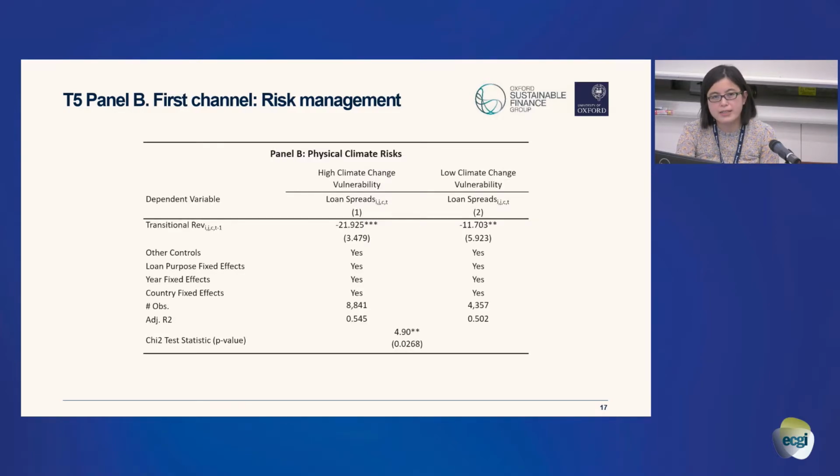We also investigate whether this effect of transitional revenue actually varies across firms with different country-level physical climate risks. Our result also shows that the transitional revenue effect on loan spread is more pronounced in those countries that are exposed to higher physical risks.